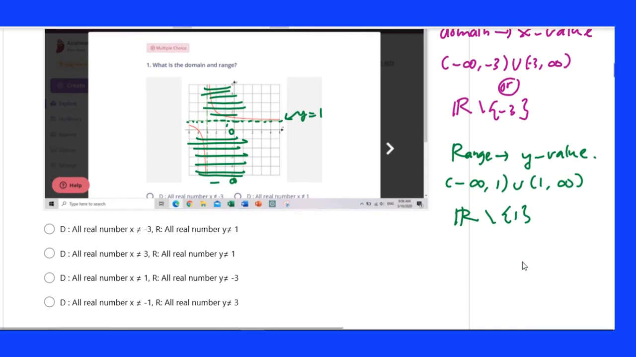Double check the options. All real numbers except negative 1. Okay, all real numbers except 1. So this is this one. This is 3, 1. This is all domain, X does not equal negative 3, and Y is not 1. This is the first option.